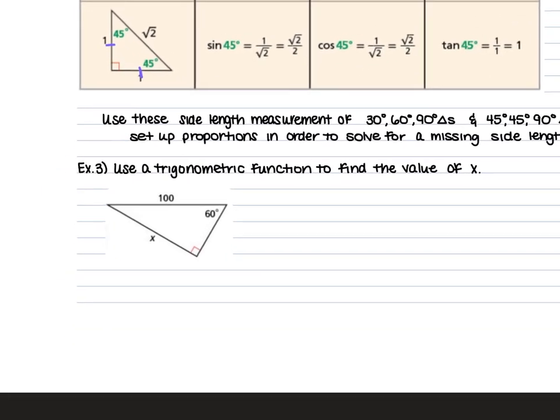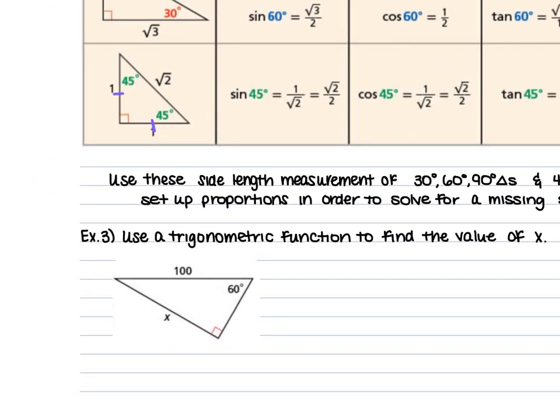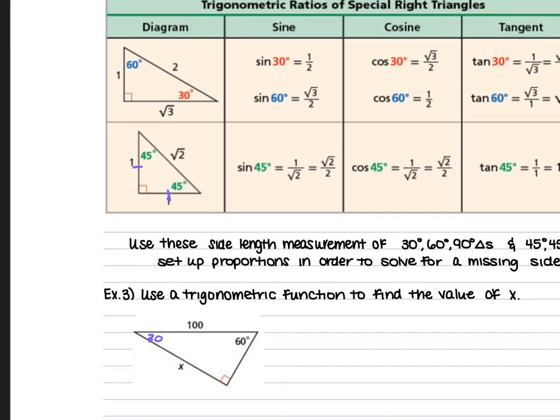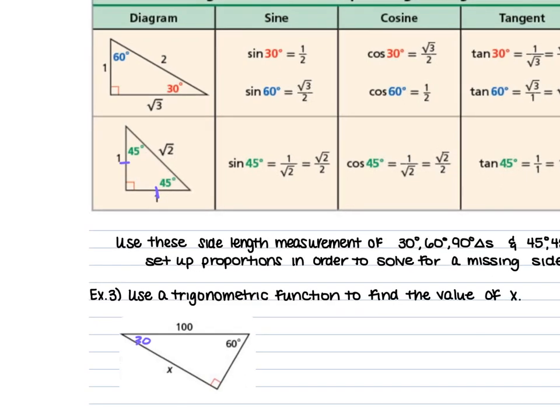So if we look at example 3, you're using the trigonometric function to find the value of x. So this here is a 30, 60, 90 triangle. Use the side lengths for 30, 60, 90s. Your one that's across, that's your hypotenuse, is a 2. The one that's on the 60, that's your shortest, is the 1. And then the middle side length is that square root of 3. So you're setting up a proportion here, similar to working with law of sines, law of cosines, but again, you're working with these special right triangles, so we're using these side lengths to form our proportions.